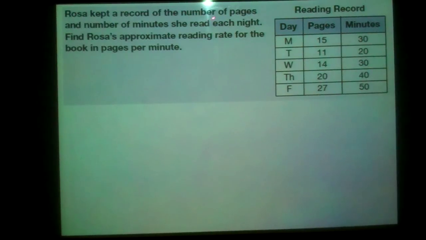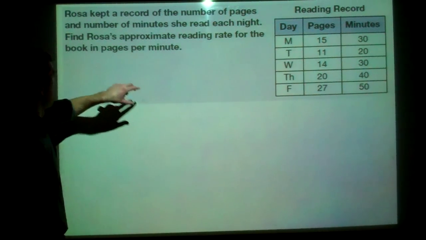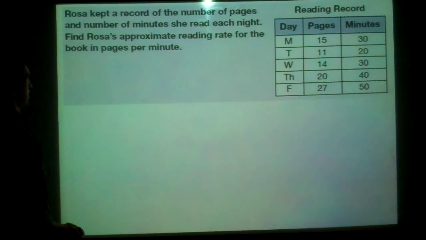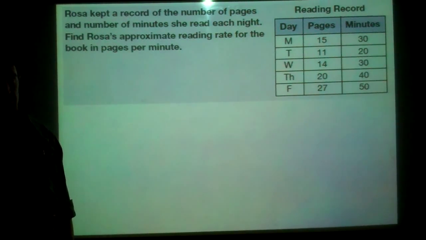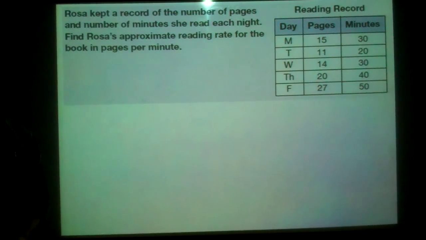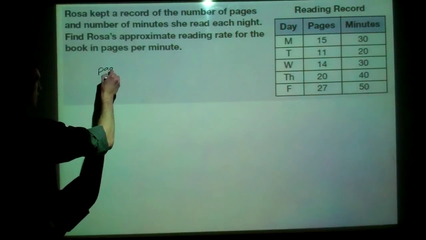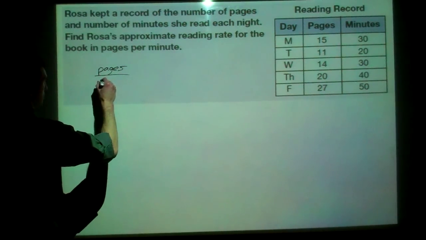Rosa kept a record of the number of pages and number of minutes she read each night. Find Rosa's approximate reading rate for the book in pages per minute. Alright, so approximate, we see that again, that's going to allow us to round, and it wants our ratio in pages per minute. Okay, we've dealt with some of this before. Miles per gallon, miles per hour. Those are also ratios. So this will show us how we can set up something like that as a ratio. So pages per minute means we want pages over minutes.